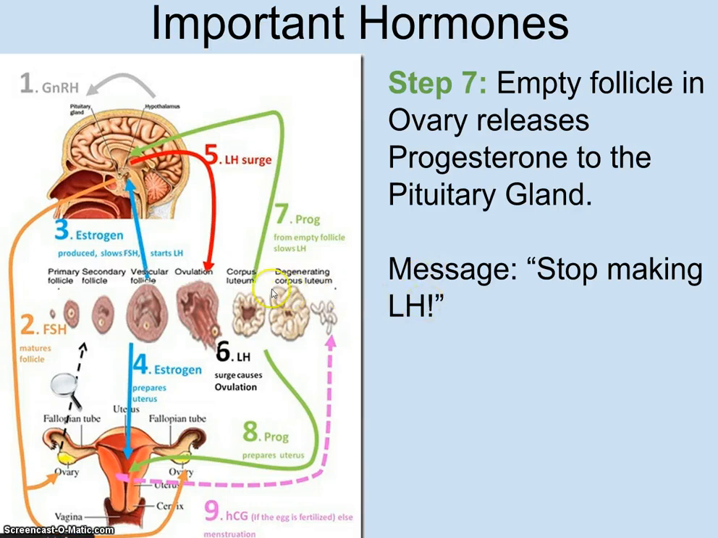Remember that luteinizing hormone, or LH, was what was being produced after the pituitary gland got estrogen in order to stimulate ovulation and releasing of that egg. So it's got to get a message to stop making luteinizing hormone. Otherwise, it's like a little factory. It's just going to keep making it. So it gets the progesterone from the ovary, and it stops making luteinizing hormone.